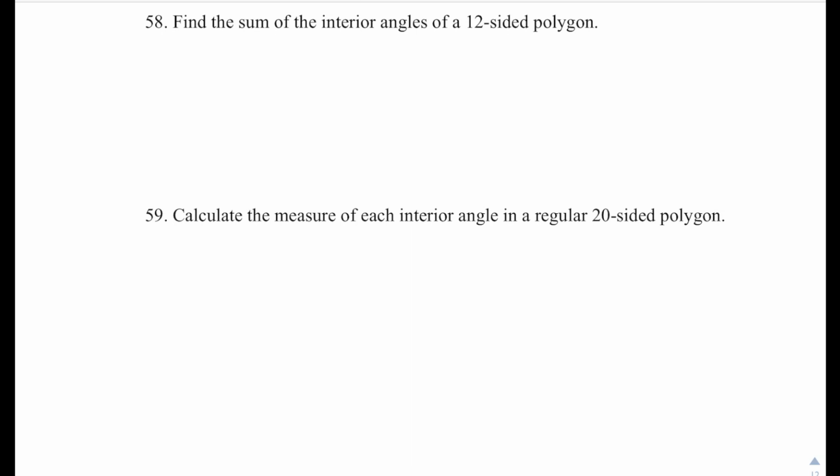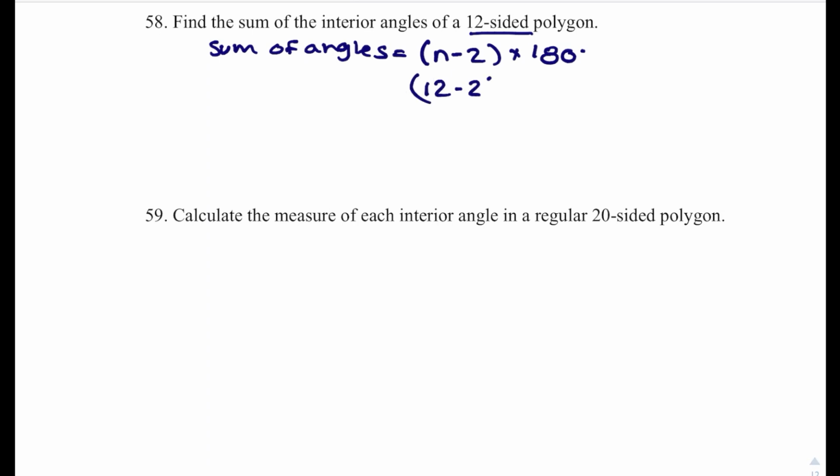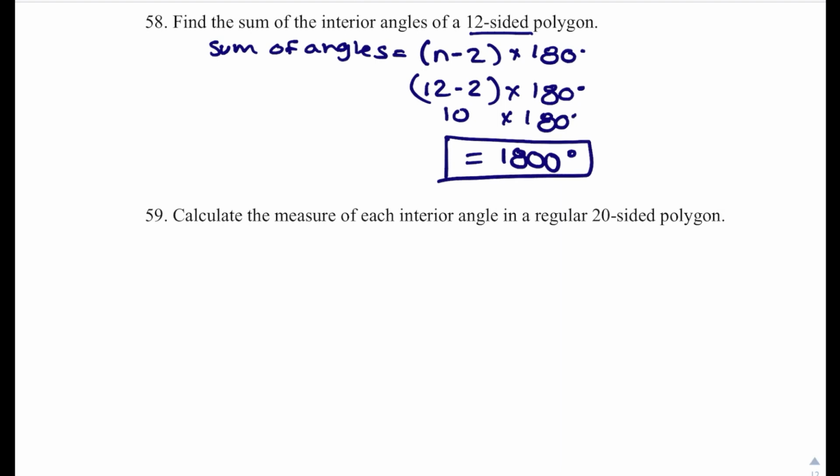58. Find the sum of the interior angles of a 12-sided polygon. So we need to remember that equation that we talked about, finding the sum of angles equals n minus 2 times 180 degrees, where n is the number of sides, and we know we have a 12-sided polygon. So we're going to plug it in, 12 minus 2 times 180 degrees. So we have 10 times 180. So this is going to equal 1800 degrees. And that is our answer.